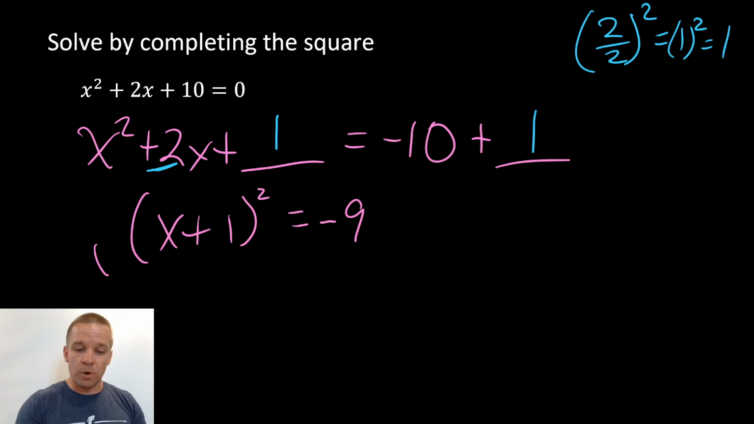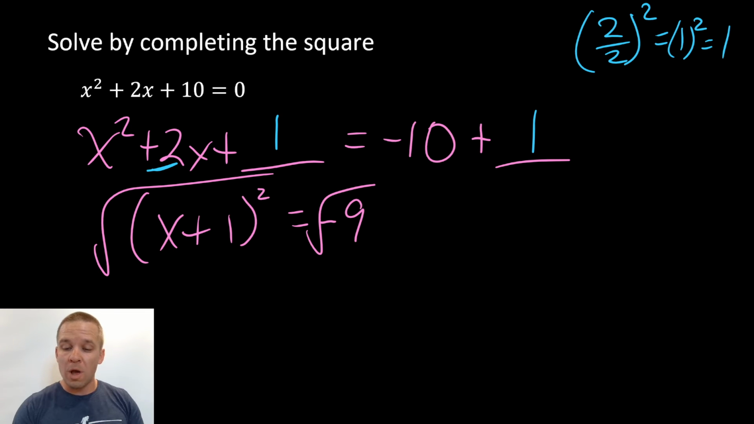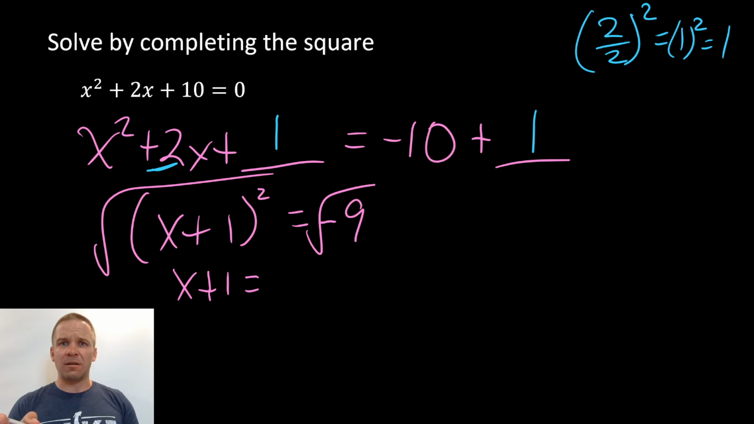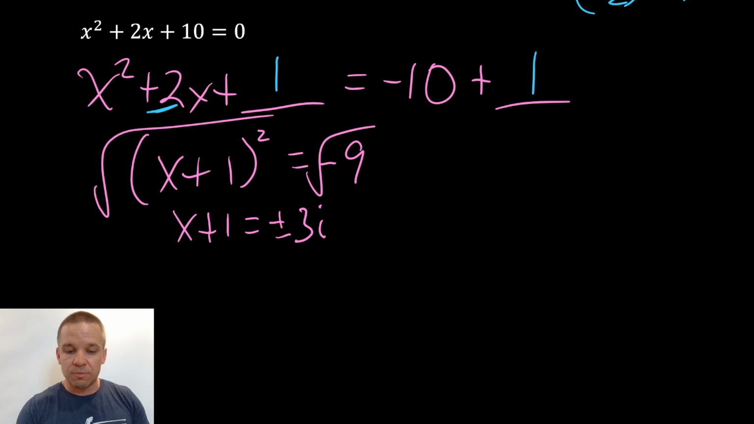Now when I square root on both sides, we're going to have x plus 1 equals the square root of negative 9. Square rooting a negative number gives me i, right? Imaginary numbers. So I'm going to have plus or minus 3i. The square root of 9 is 3, and I have that i there to take care of the imaginary aspect, the square rooting of a negative. So now, for my final answer here, I'm going to subtract 1. I'm going to get x equals negative 1 plus or minus 3i.